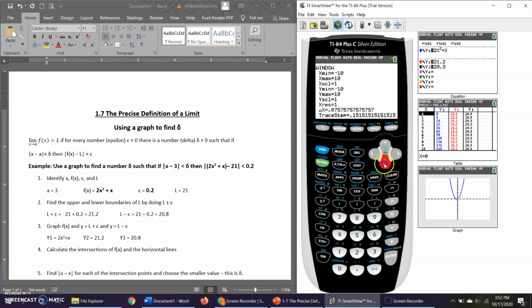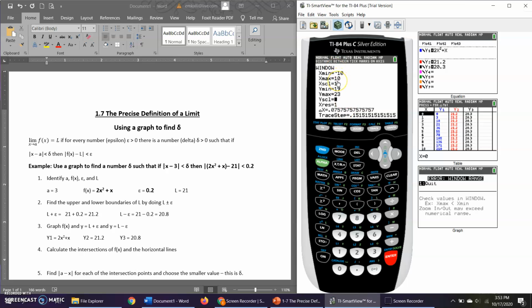So my y minimum, instead of being -10, let's make it something that's going to include 20.8, so I'll go with 19. And then my y max needs to include this 21.2, so I can make it 22 or 23. So maybe I'll go with 23 there. Okay, so now I should have everything I need.